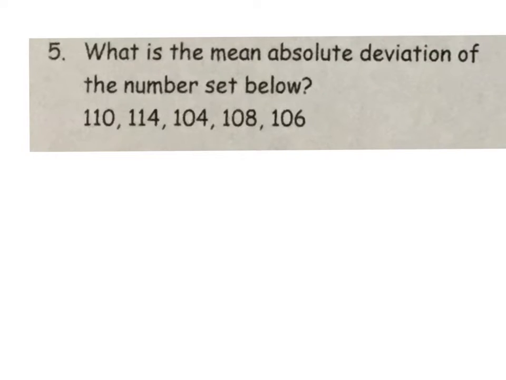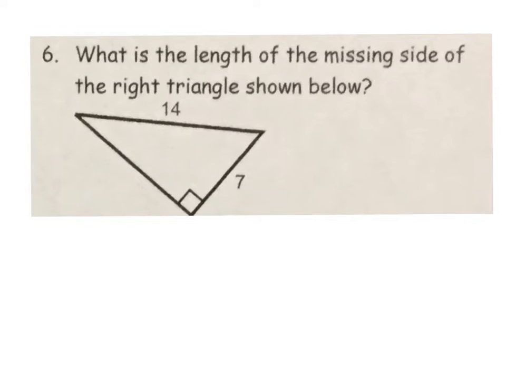All right, number 5. What is the mean absolute deviation of the number set below? So again, we're looking for mean absolute deviation. So just like the question earlier, you'll do the same thing. Number 6. What is the length of the missing side of the right triangle shown below? So we're looking for this right here. Okay. The hypotenuse obviously is the 14. So Pythagorean theorem again.